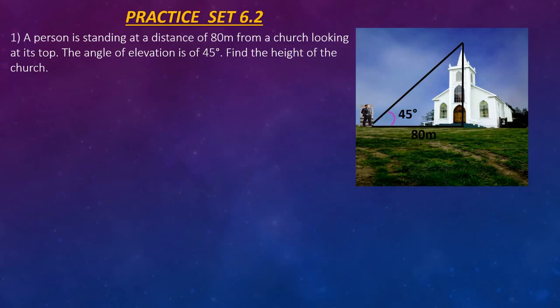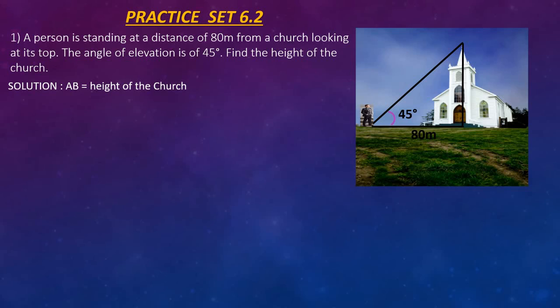So the person is standing at some distance away from the church, which is 80 meters, and he is looking at the top of the church, which means he is making an angle of elevation of 45 degrees. We need to find the height of the church. Solution: let us formulate this sum in the form of a diagram.